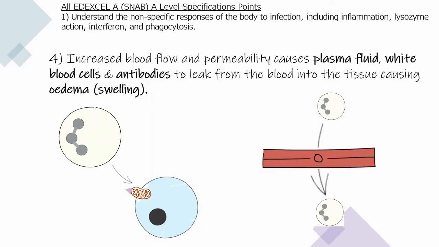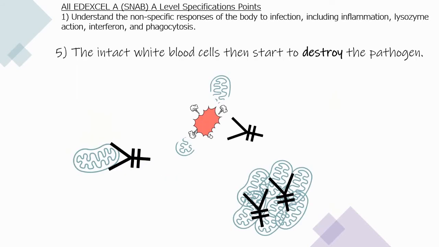So these two factors cause plasma fluid, white blood cells and antibodies to leak from the blood into the tissue, and this is what causes swelling, which is known as edema. And then finally, white blood cells come along and destroy the pathogen.